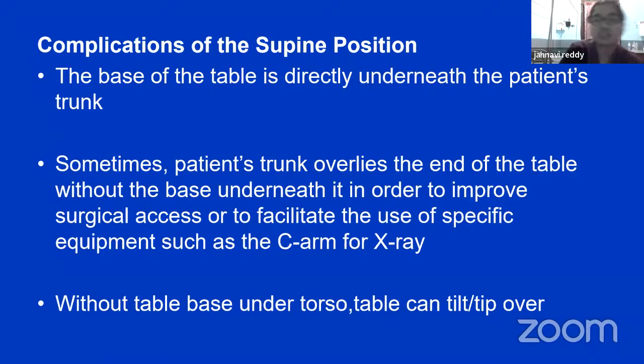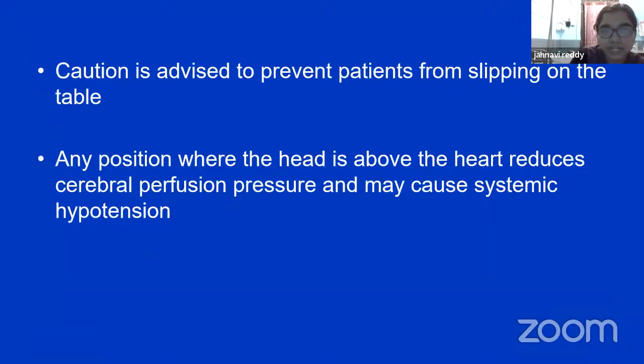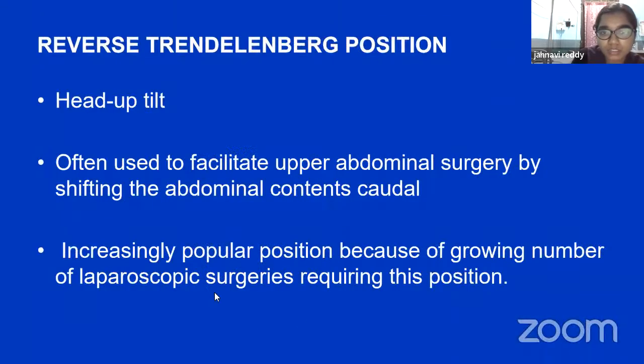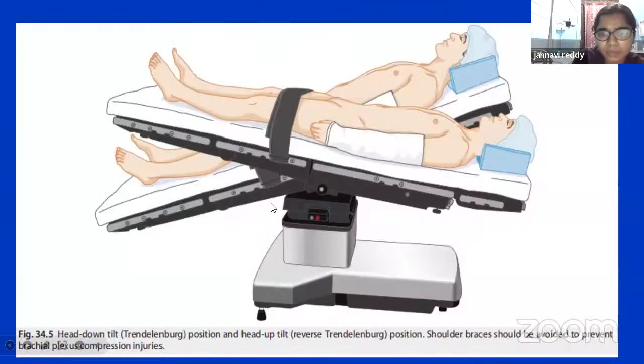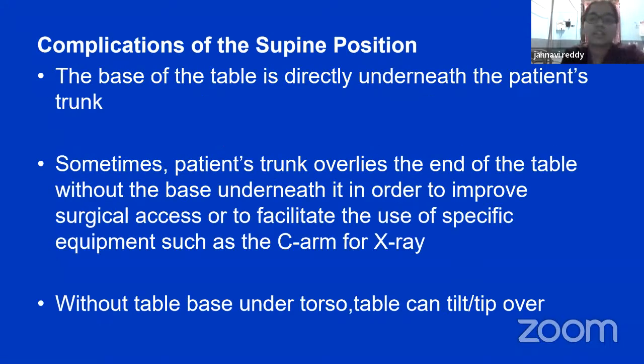Next, coming to complications of the supine position. As I told earlier, the weight of the patient is completely borne by the base of the table at the center, so that weight is equally distributed when the patient is placed in supine position. Sometimes the patient's trunk overlays at the end without the base underneath it in order to improve surgical access or to facilitate the use of specific equipment such as C-arm for the X-ray.